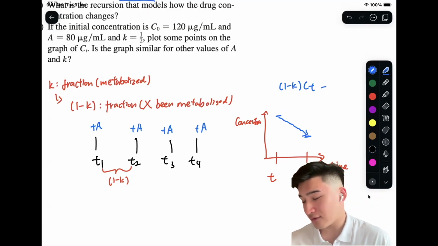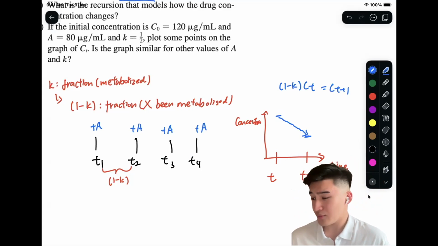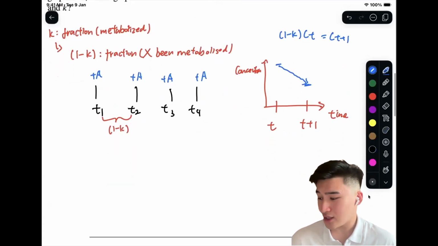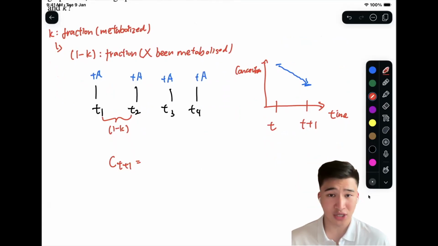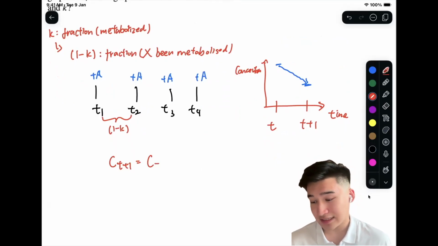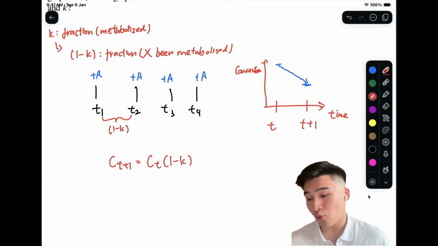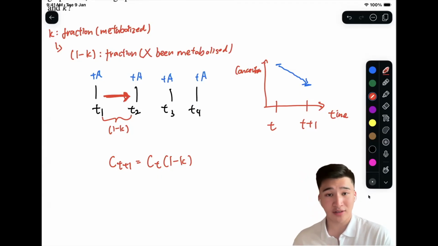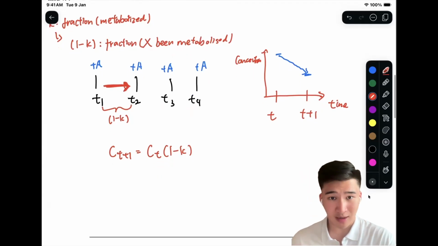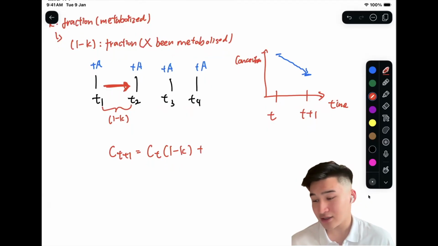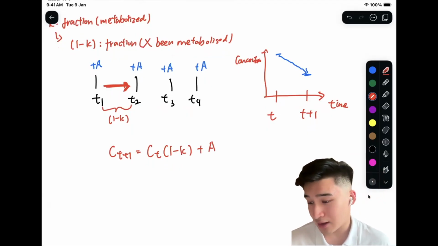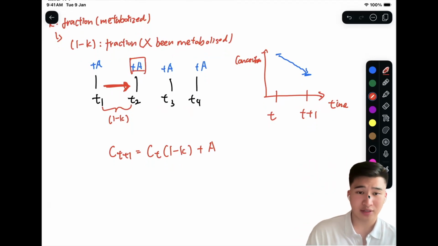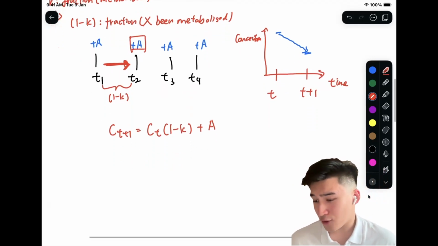So we will have C_(t+1). We can now construct an equation which goes like this. C_(t+1), the concentration at the next time frame, is going to be equal to C_t, the current concentration, times 1 minus K, which is how much of the previous concentration is still left. And then, in addition, you add A, because as we see here, every time we go to a new time frame, A amount of concentration has been added. Therefore, we have a formula like this.